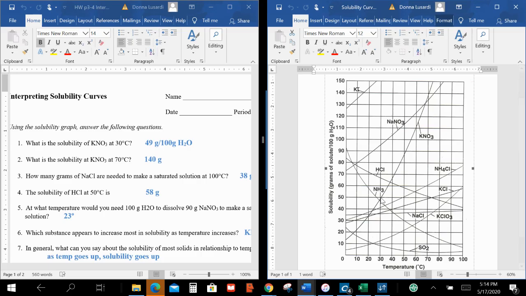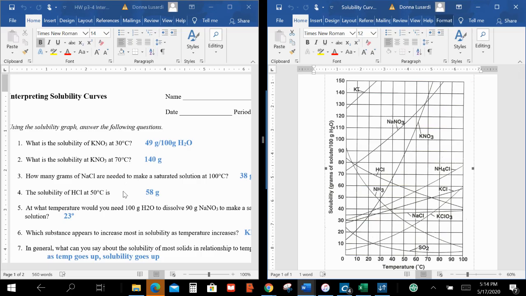Same chemical, KNO3, but now at 70 degrees. So I find 70 degrees and go up to the KNO3 line, and I would say that's right about, I can dissolve 140 grams of KNO3 in 100 grams of water. So 138, 139, 140, all acceptable.